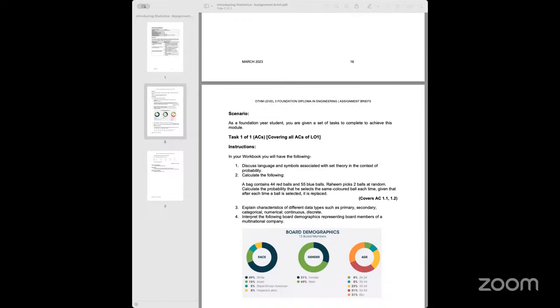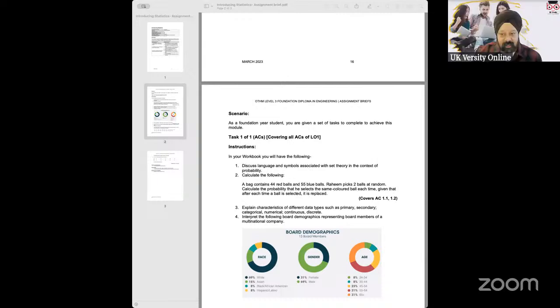Now, once we know that the total number of balls in the sack is 99, the second thing we want to find out is the probability of selecting the same colored ball each time you pick out one, right? So how do we calculate that? What is the formula? The formula is the number of times you pick out a ball divided by the number of total balls. So if you look at picking out a red ball, if the first time you put your hand in and pick out a ball and it comes out red, the probability is going to be 44 by 99.